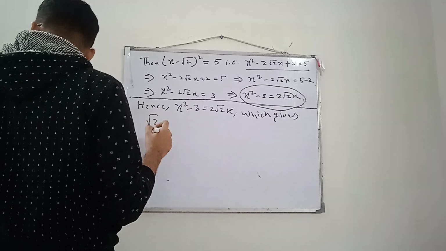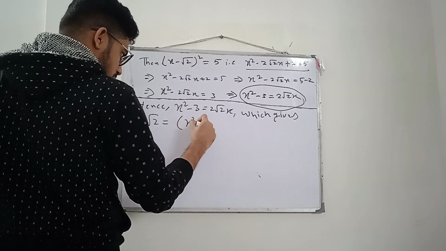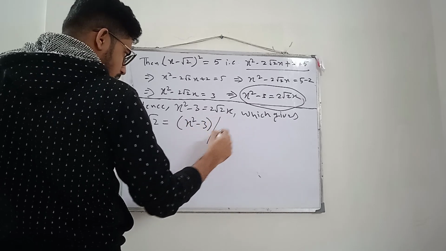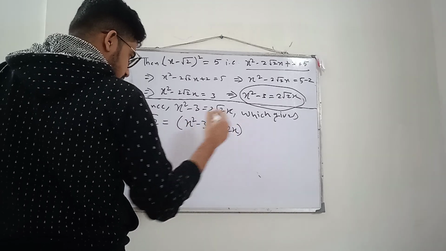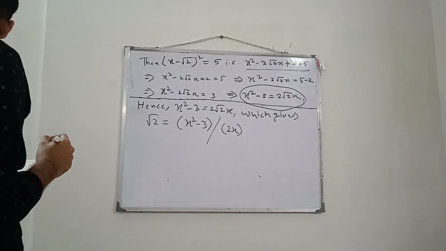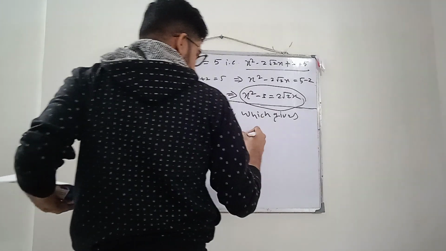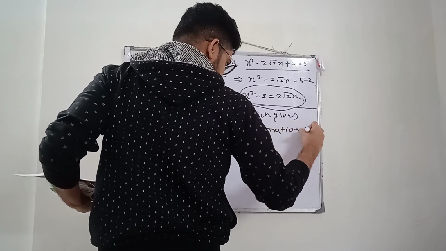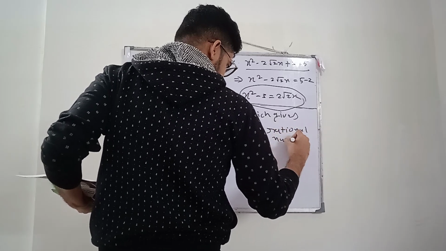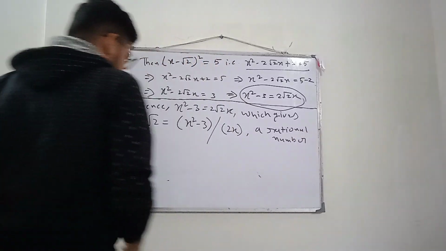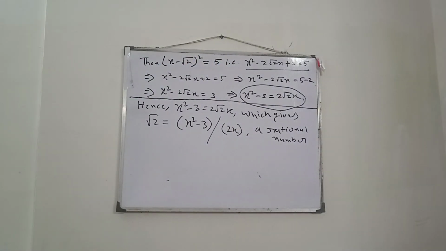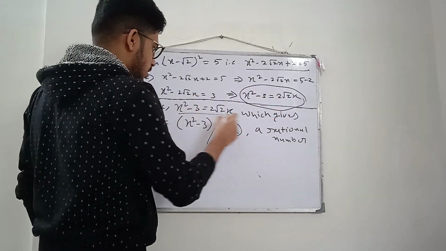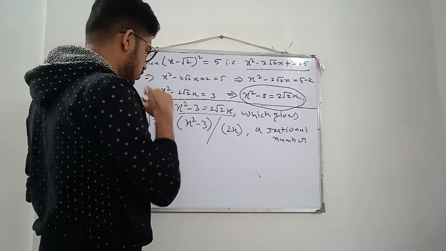root 2 is equal to x square minus 3 by 2x, a rational number. Which gives root 2.